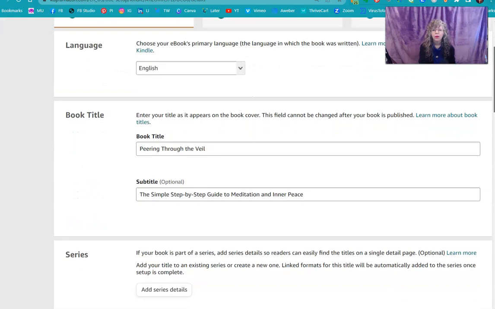All right. The book title is Peering Through the Veil. The subtitle is The Simple Step-by-Step Guide to Meditation and Inner Peace. This is a book that I wrote. This is my very first book in print. It came out in 2012, and then I created an ebook some time later, which I'm not even remembering, basically using the same information, just reformatting it specifically for ebook. There are several changes that are required when you go from printed book format to ebook format. This video is not here to explain all that to you. We'll do that some other time.